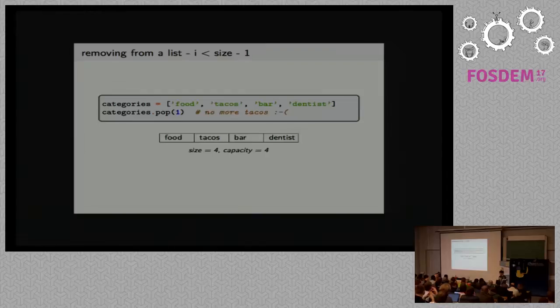It's going to shift bar and dentist 1 to the left. It's going to look like this. But now we have 2 dentists and the size is still 4 and the capacity is still 4. So what happens next is a call to resize. Resize is going to take care of removing the last entry, so dentist. Now we don't have dentist anymore, the size is 3. 3 is between 2 and 4, so the invariant is respected, and we can just finish. The list has size 3 and has room for one more item in the future.